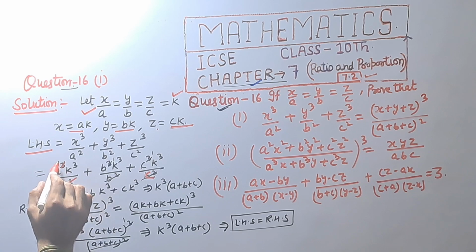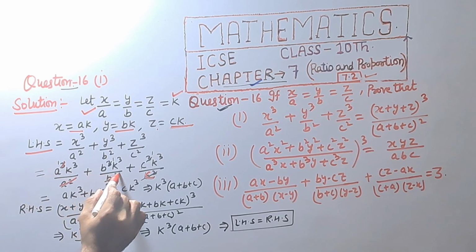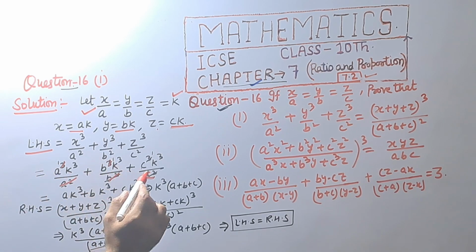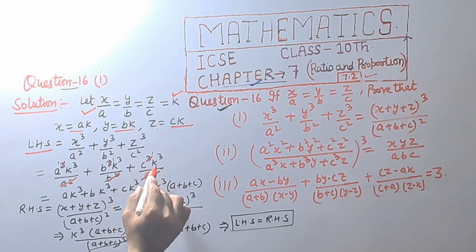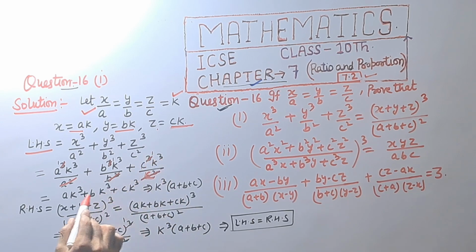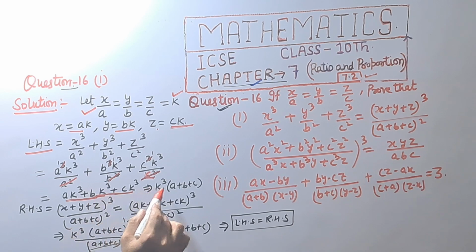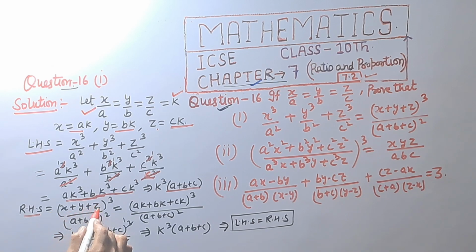A square, this is cancel, 1 power is remaining. B square, this is cancel, 1 power is remaining. And C square, 1 power is remaining, k raised to power 3. We get a k cube plus b k cube plus c k cube. K cube is common and a plus b plus c in bracket.